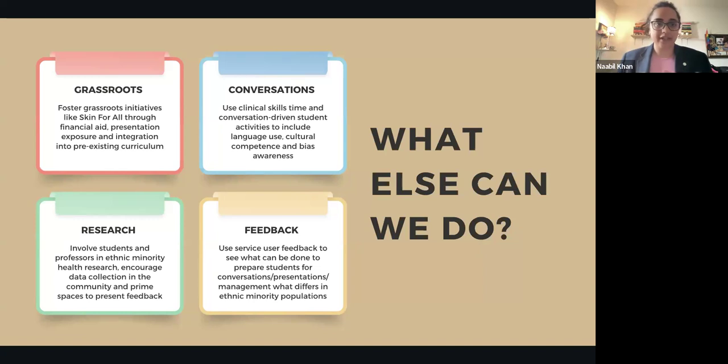So grassroots initiatives. I think universities and especially professors and academics should very much foster grassroots initiatives with students. If they have an idea, grow that seed, make sure that they get the support, whether that's financial support, presentation exposure, integration into curriculums. I think all of that really works well in terms of improving the confidence level and the impact that student initiatives may have within education. Conversations. One of my biggest recommendations is using clinical skills time to talk about cultural competence and how you can converse with different ethnic minority groups.